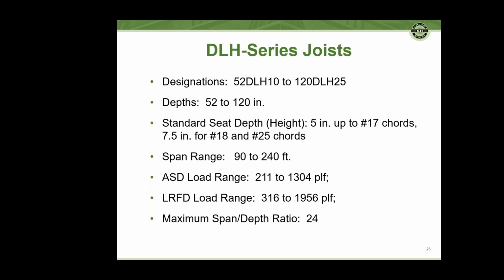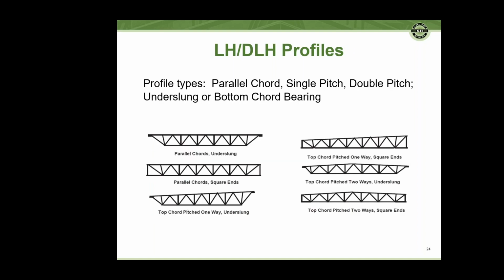It's typically manufactured as a single unit, but then broken down with a field bolted splice and shipped in parts. For LH and DLH series joists, there are some multiple possibilities for profiles, and the most common would be a typical parallel chord joist, but they can also be provided with a single pitch, a double pitch, and then they could either be a traditional underslung with those bearing seat depths that I mentioned earlier, or a bottom chord bearing and with a square end, or even the possibility of a cantilevered square end to extend out and create an overhang.